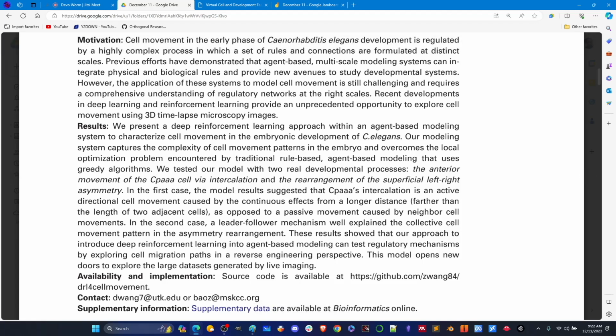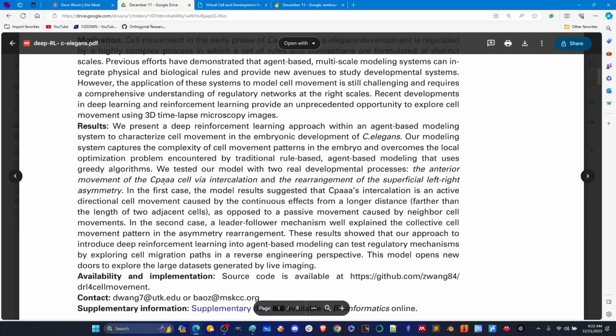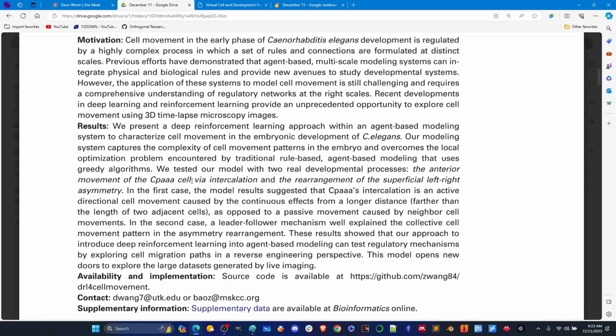We tested our model with two real developmental processes: the anterior movement of the CPAAA cell, which is in that C sublineage. It's posterior, and then it's anterior, anterior, anterior. So the divisions in C.elegans are often in these sublineages, and the nomenclature specifies the direction in which the division occurs. So there's a posterior cell and an anterior cell in C.